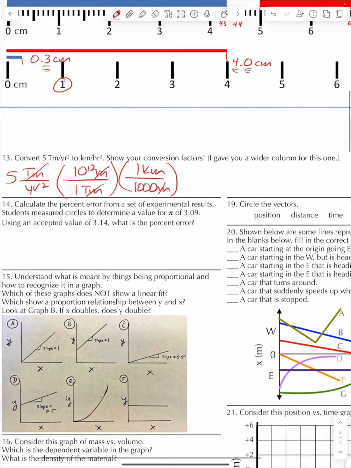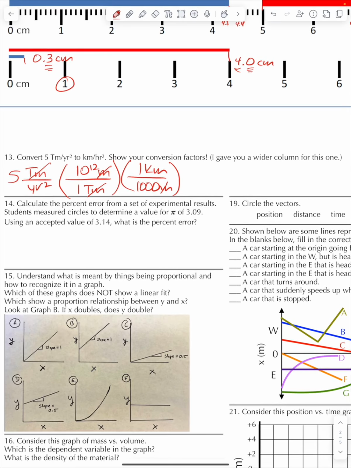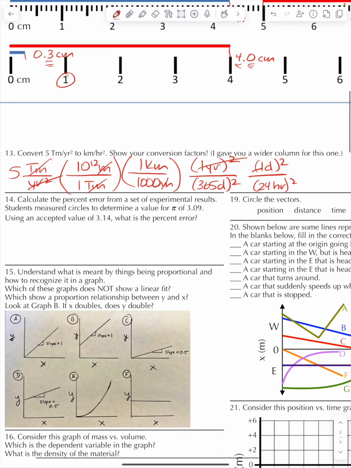But now let's deal with the year squared. We need to get to hours. So remember, when you have a squared, we're going to do this little trick. 1 year equals 365 days, right? But since it's squared, I need to say 1 year squared so that I can cancel those years squared, right? And that's equal to 365 days squared. But we need to get to hours. So to convert the days to hours, we know that 1 day squared equals 24 hours squared. And that'll cancel the day squared here. And that'll give us our answer.